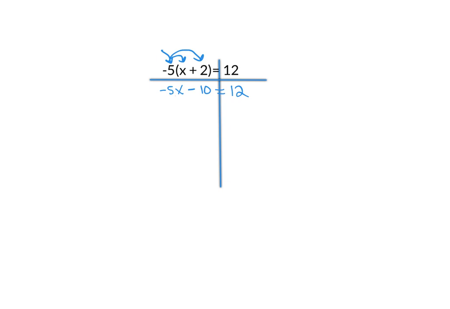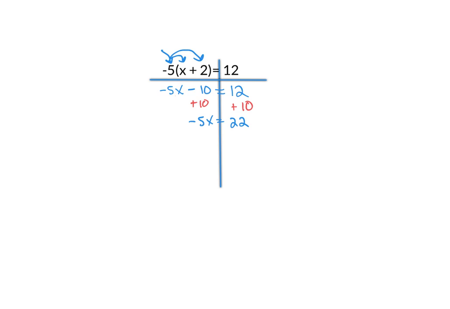Now from here, we can start using our inverse operations to simplify this equation. So I want to get all of my variables on one side of the equation, all of my constants on the other. So since I have a -10 on this side, I want to make a 0 pair there. So I'm going to add 10 to each side. So what I just did there was I used an inverse operation to make a 0 pair. So now I have on this side of the equation -5x, and all of that equals 22.